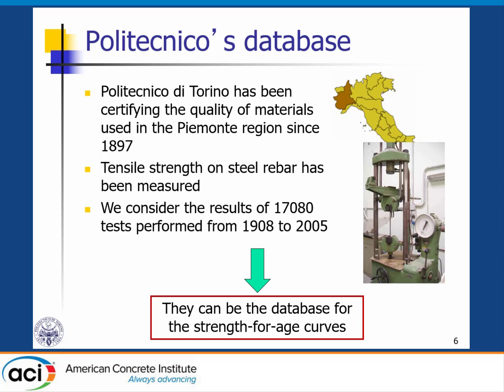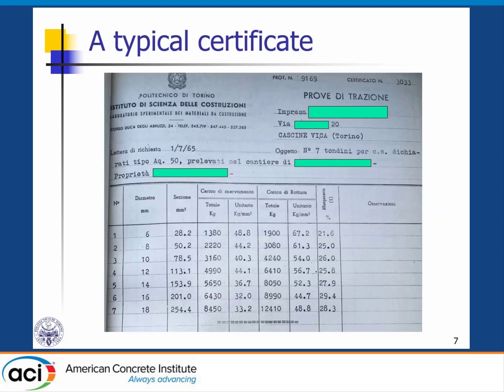So we tested both concrete and steel, for reinforced concrete structures. In particular, in our case, we have the tests that we do for steel. And for creating the strength for age curves, we used about 17,000 tests that we performed from 1908 to 2005. This is the database for the strength for age curves that we can use for creating this prediction model.